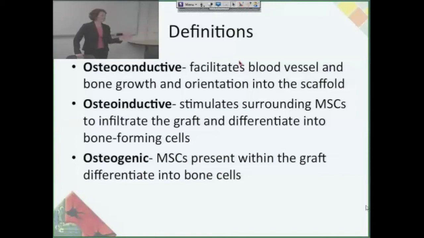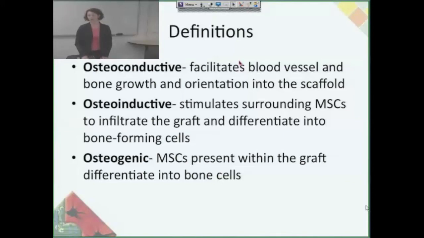That's very similar to osteoinductive, in that an osteoinductive scaffold stimulates surrounding mesenchymal stem cells, or even really just bone-forming cells, to infiltrate the graft and to differentiate into bone-forming cells. So you can see how they're very similar. Osteogenic is more specific, and that means that it actually promotes the osteogenesis of MSCs within the graft.